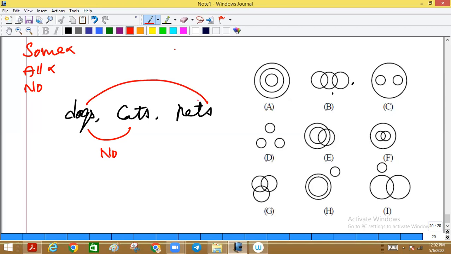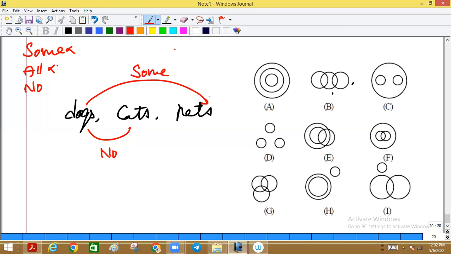Dogs and cats, pets. First we will see in this direction and later we'll check in the reverse direction also. You have to check both directions, remember. Some dogs are pets, or some pets are dogs. Can I use the word some there? Can I say some dogs are pets? Yes or no? Can I say all dogs are pets? No. So I can remove all here also. Can I say that no dog is a pet? No. So there is a relation of what?